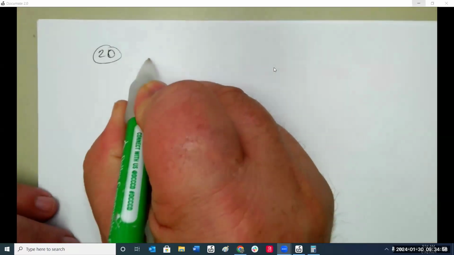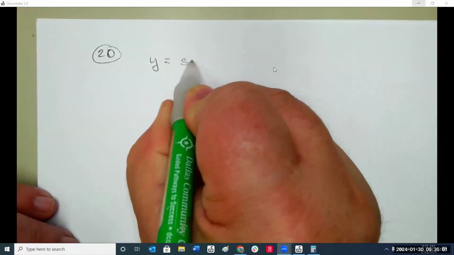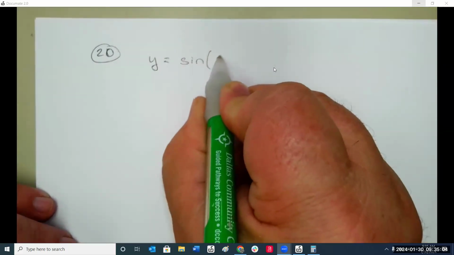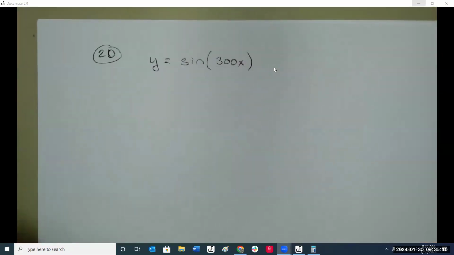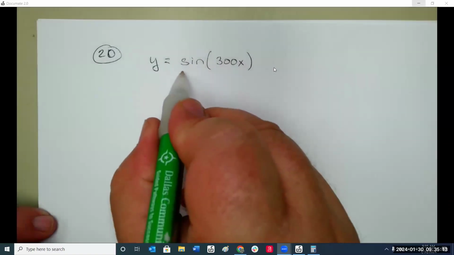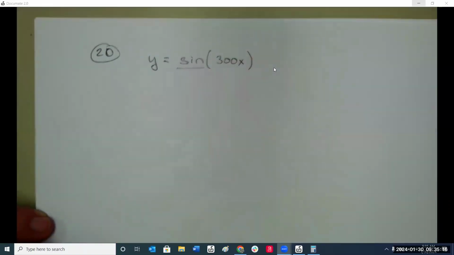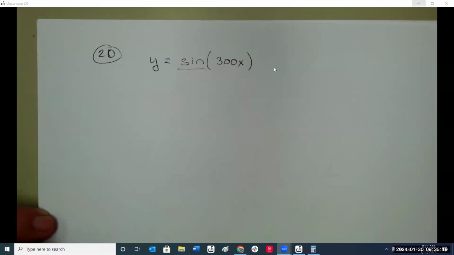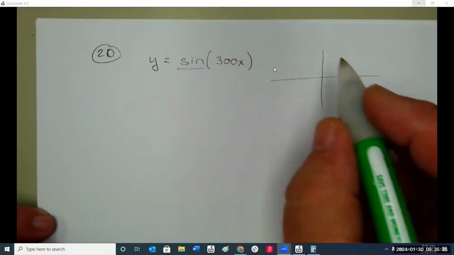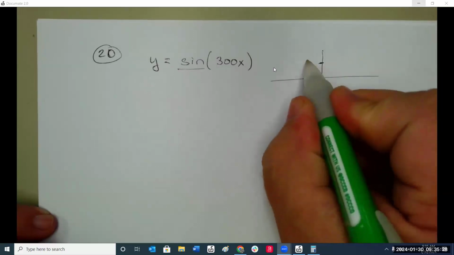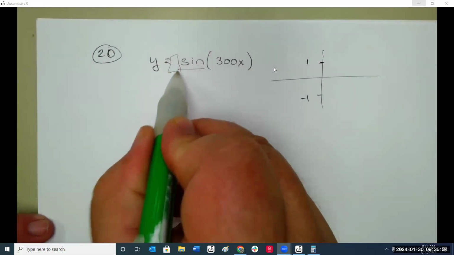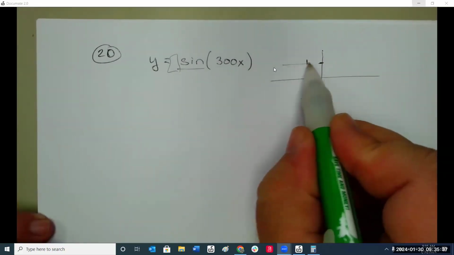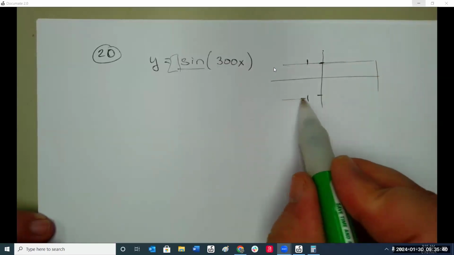So what we have here is y equals sine of 300x. So what's the amplitude of sine? From 1 to -1. Because there's no coefficient here, the amplitude remains, so we know we have a box here.